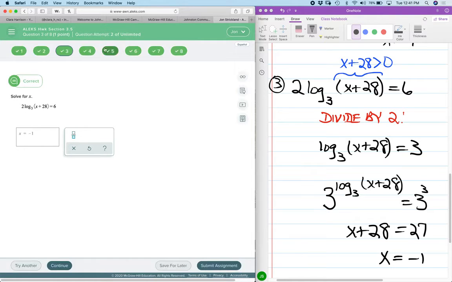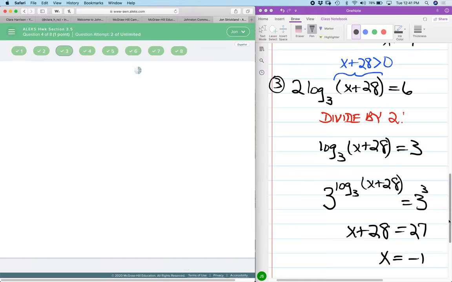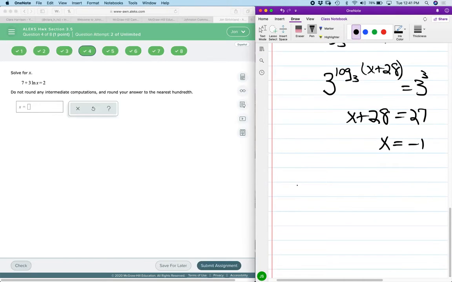And the result is correct. Now, for number 4, it says to solve for x and round your answer to the nearest hundredth. Okay, so I have 7 plus 3 times the natural logarithm of x is equal to 2.